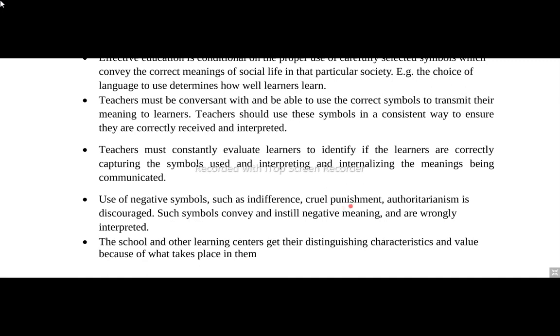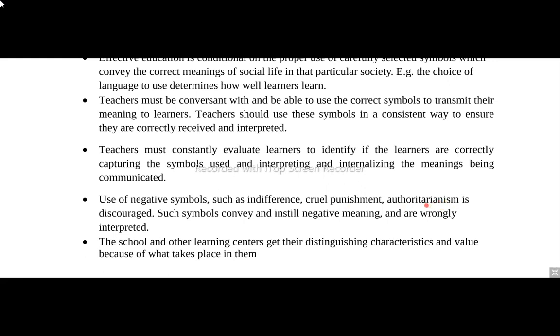Cruel punishments. Teachers usually give cruel punishment. You do a mistake, but the punishment that you get is so high that you start wondering, this one does not measure up to this, does not equal this. So it leads to negative impact on the student.